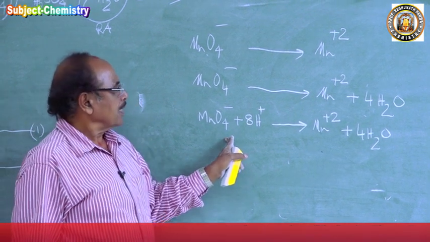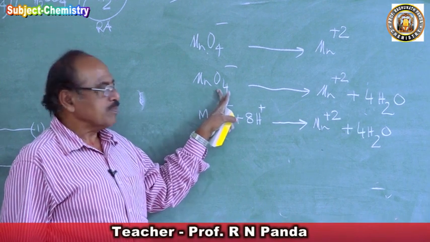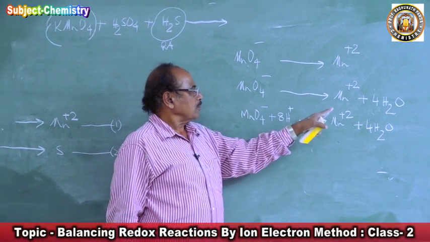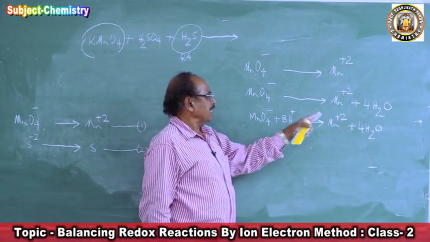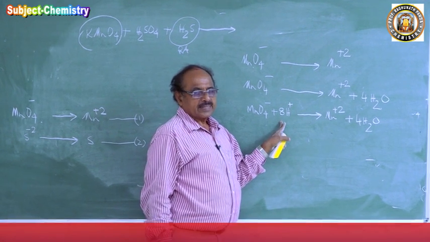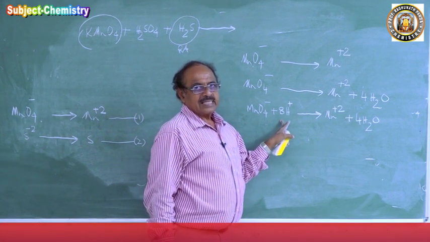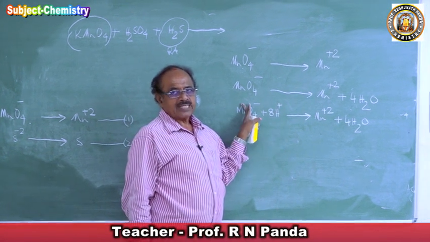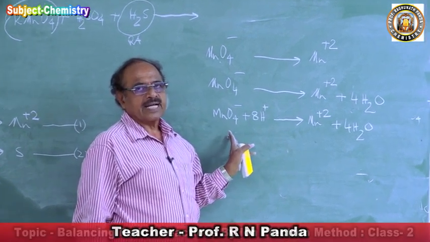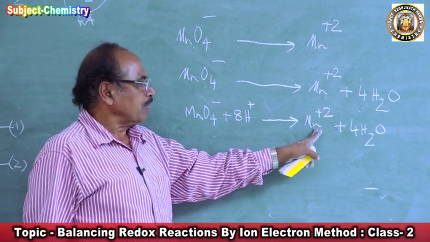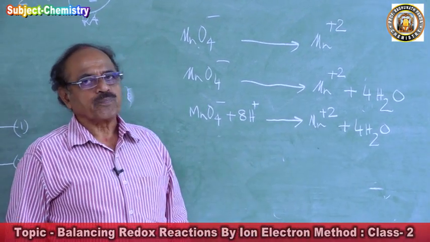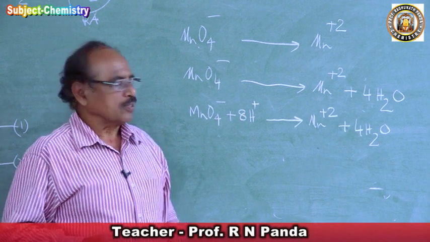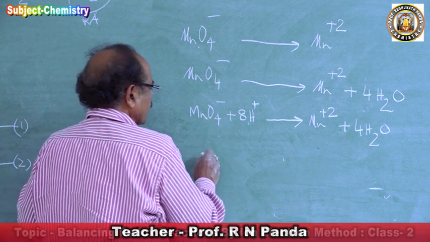Do you understand this? So first I balanced the oxygen atoms by adding water molecules. I added 4 water molecules, so the hydrogen atoms increased. So I balanced the hydrogen atoms by adding hydrogen ions. Now I will balance the charges. So here 8 positive minus 1, so the total positive charge on the left side is plus 7 and the total positive charge on the right side is plus 2. To balance the charges by adding electrons, I will have to add 5 electrons on this side.